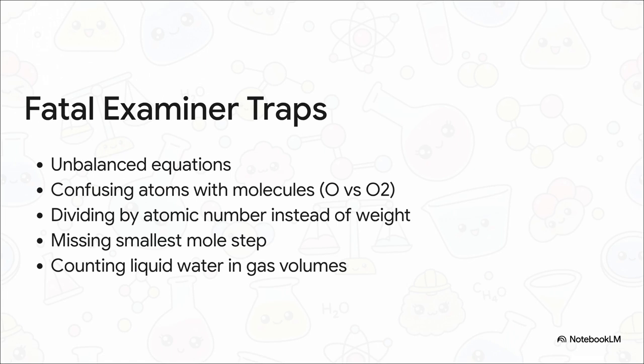Third, and this one really breaks my heart every time I see it, dividing by the atomic number instead of the atomic weight when finding the empirical formula. Always use the weight. Fourth, missing the step where you divide all obtained mole values by the smallest mole value to find the simplest ratio. And finally, exactly as we discussed earlier, counting liquid water in Gay-Lussac's gaseous volumes. Avoid these 5 fatal traps, and you are golden.